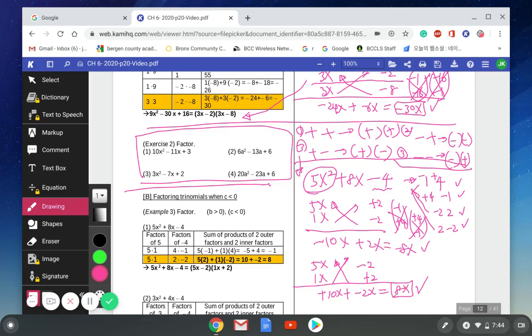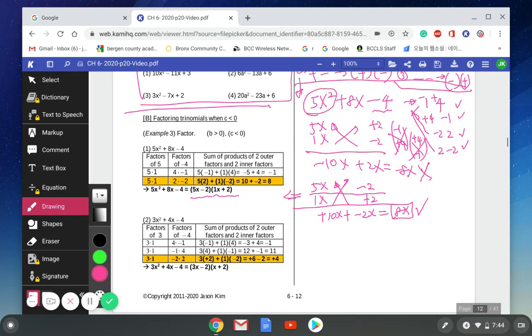So bingo. This combination works: 5x minus 2 with x plus 2. So I tried many times, and the middle one worked. Now the second trial, the second type of question.